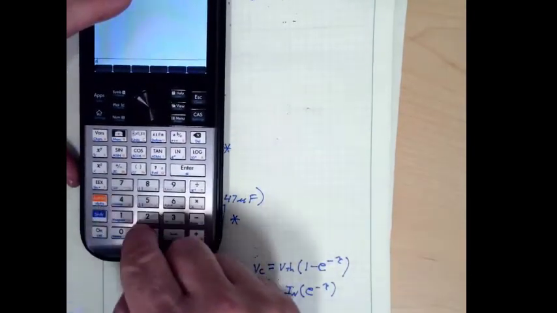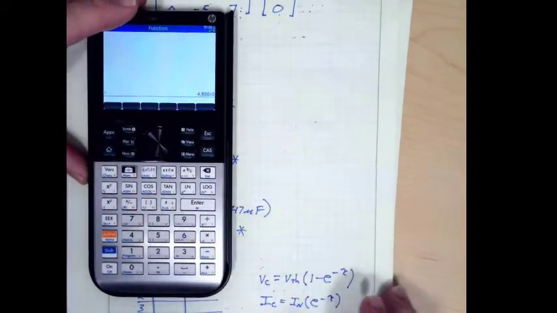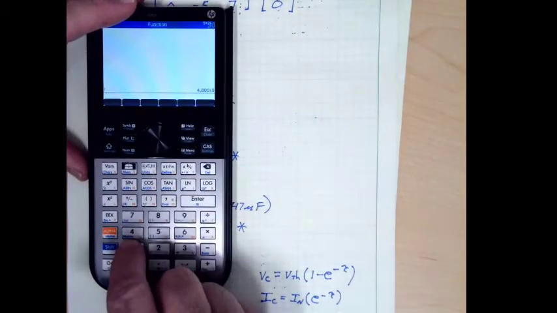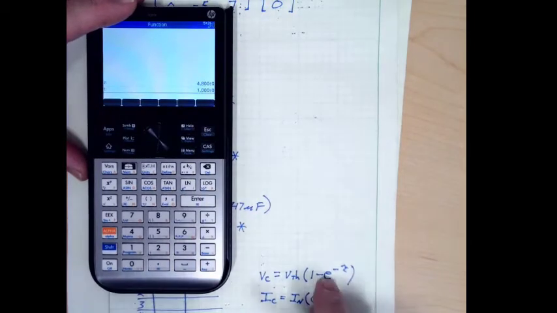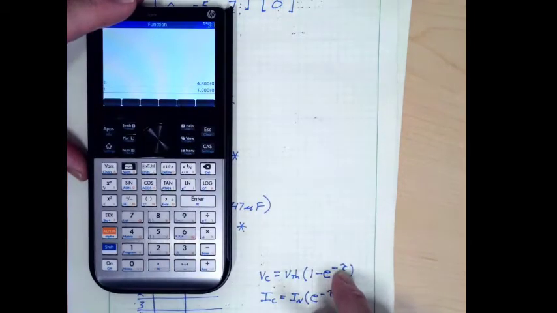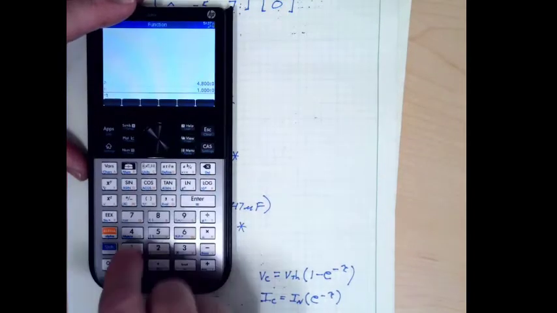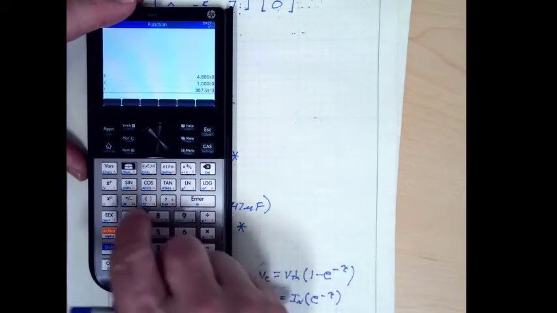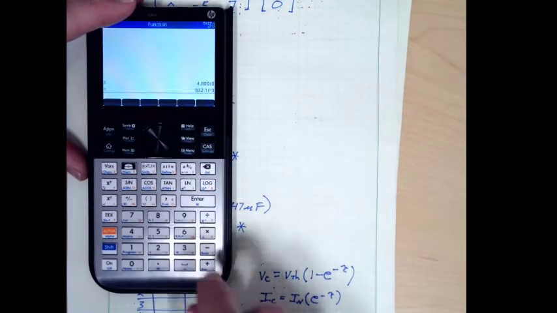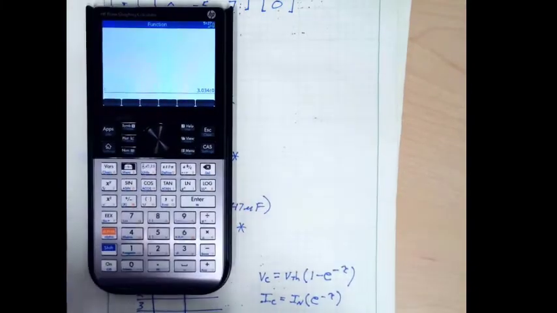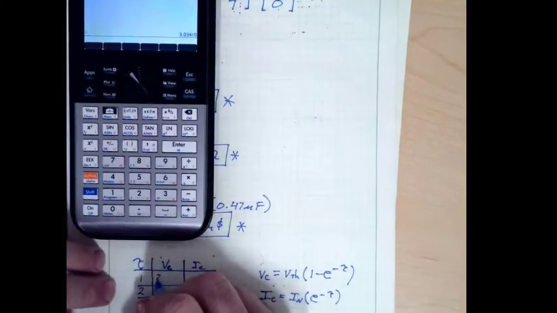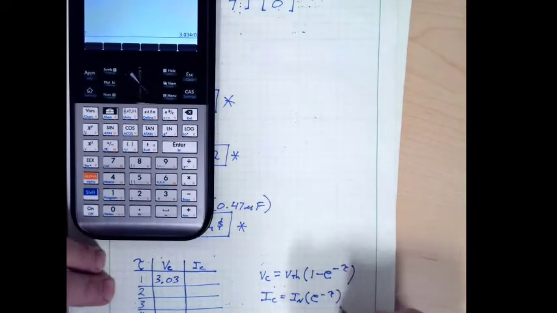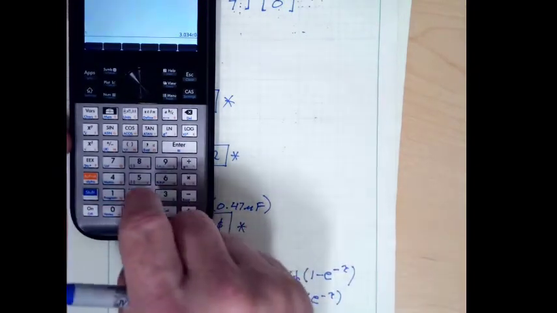Again, our Thevenin voltage is 4.8. Once we have the Thevenin voltage, I enter 1, and then I raise e to the minus tau, and tau is just going to be 1. So I enter the minus 1, and then I hit the e to the x button. Then I subtract that from 1, and then multiply it, and we get 3.034. So I'm just going to call it 3.03 volts.